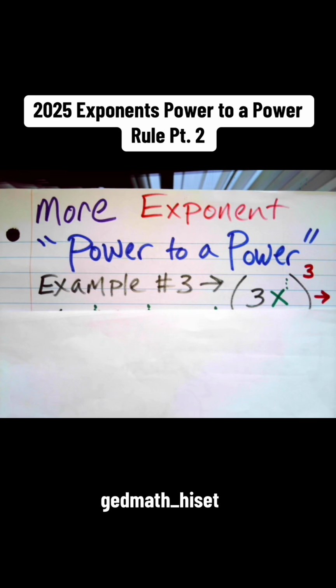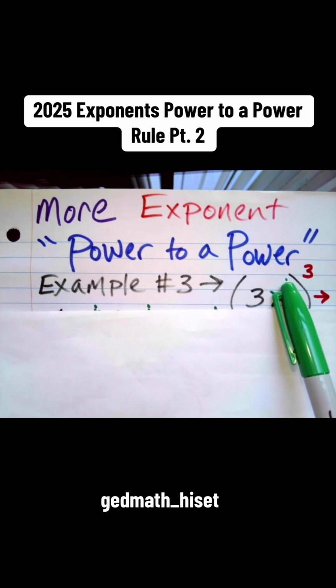Here in this video, I'd like to go over more examples of exponents with the power to a power rule. Here in example number 3, you're going to see 3x inside parentheses raised to the power of 3. So we have a power to the power. Now, the rule was you could multiply these exponents and you'd have 3x to the third power.